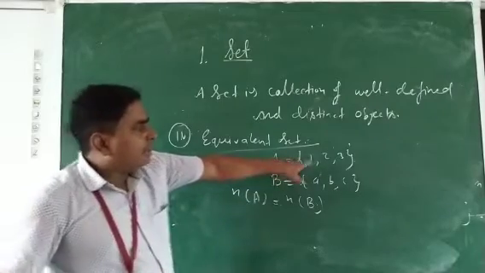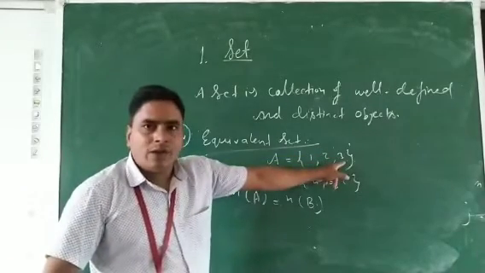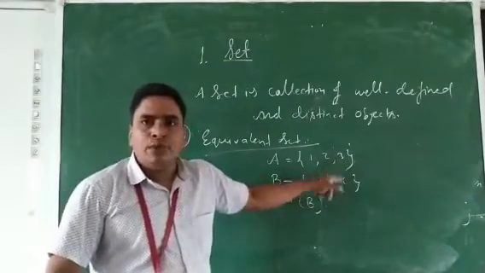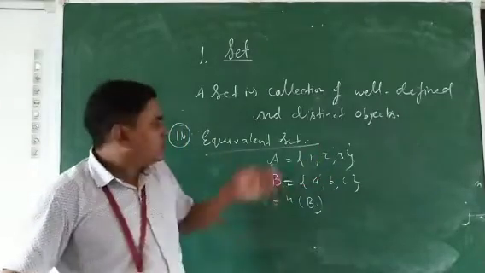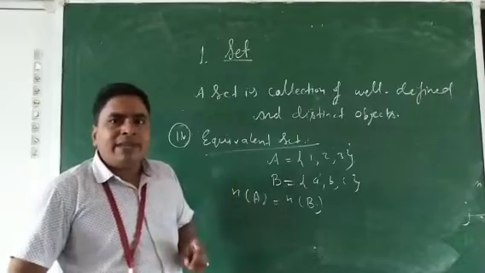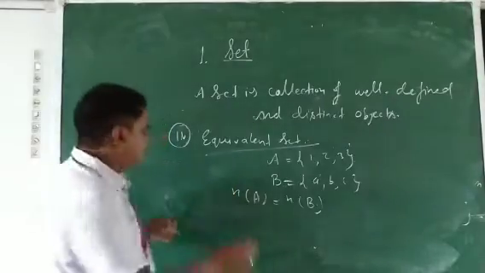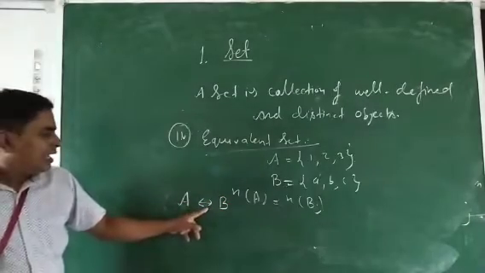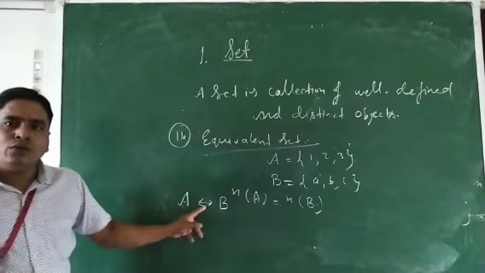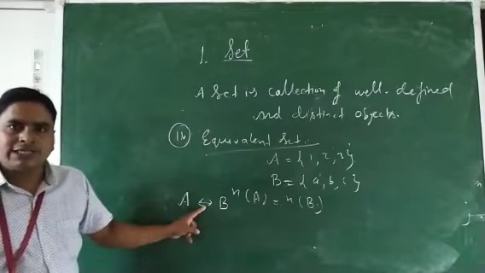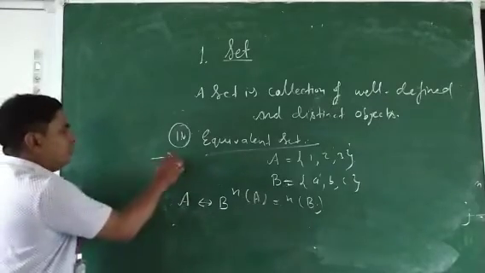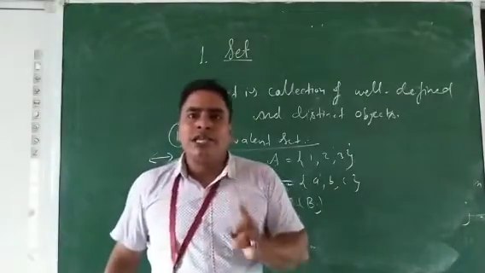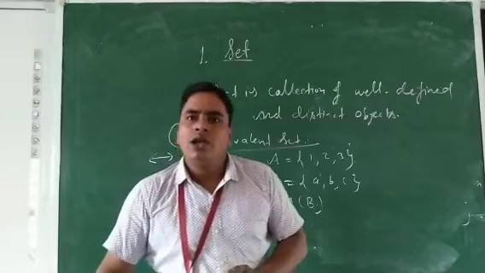Clear? Here also three elements in set A, 1, 2, 3. Three objects or three members. Here also three elements. Means both are having the same number of elements. So they are called equivalent sets. We can represent two equivalent sets with this sign: A equivalent to B. This is the sign to represent that the two sets are equivalent, an arrow with both sides. Clear? Okay. So when the cardinal numbers of two sets are the same, then these two sets are called equivalent sets.